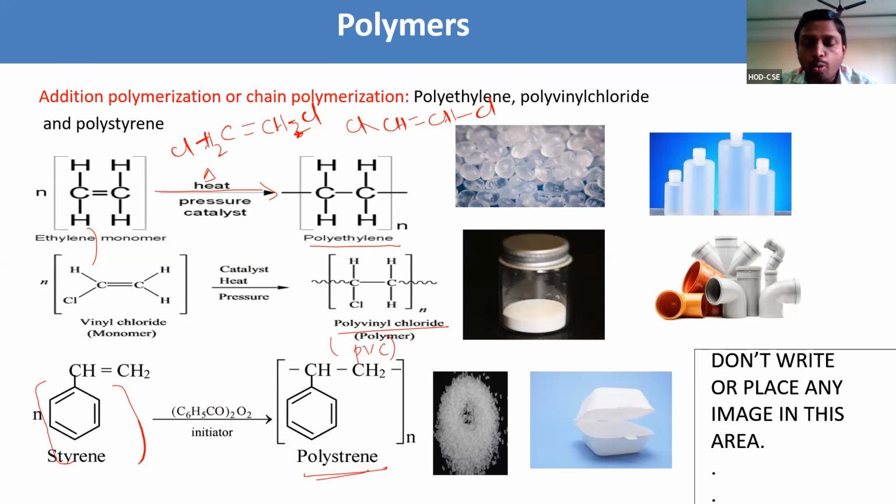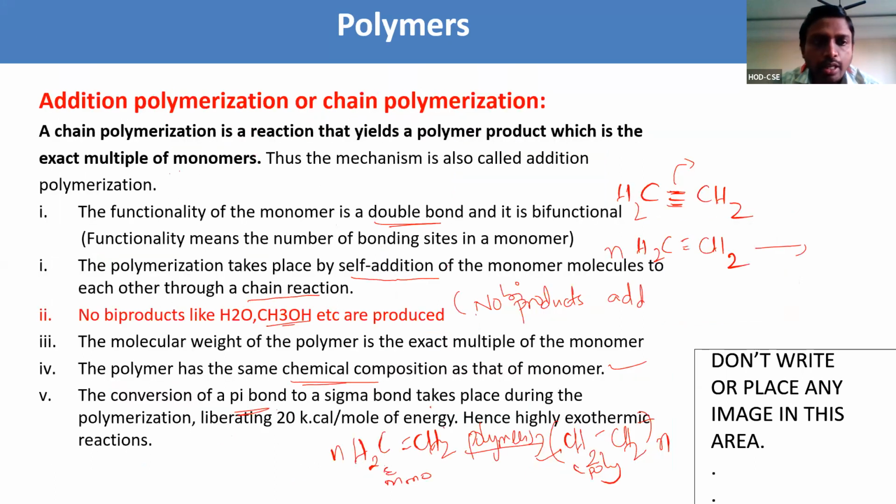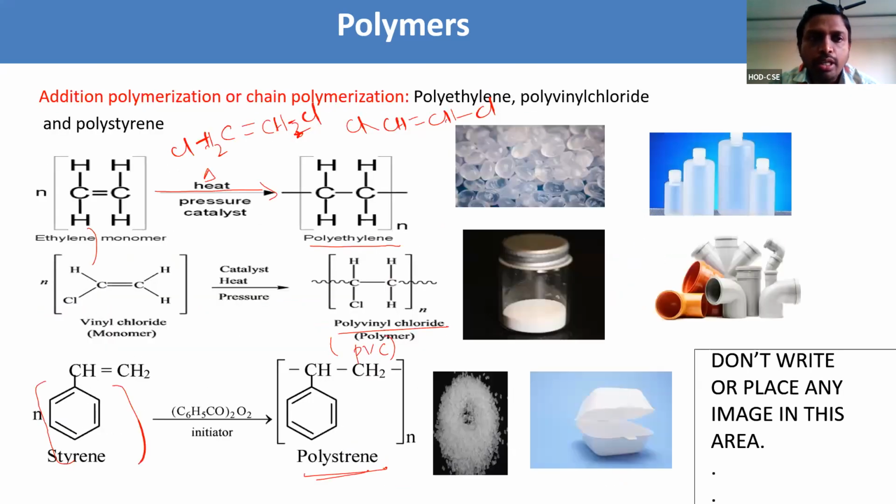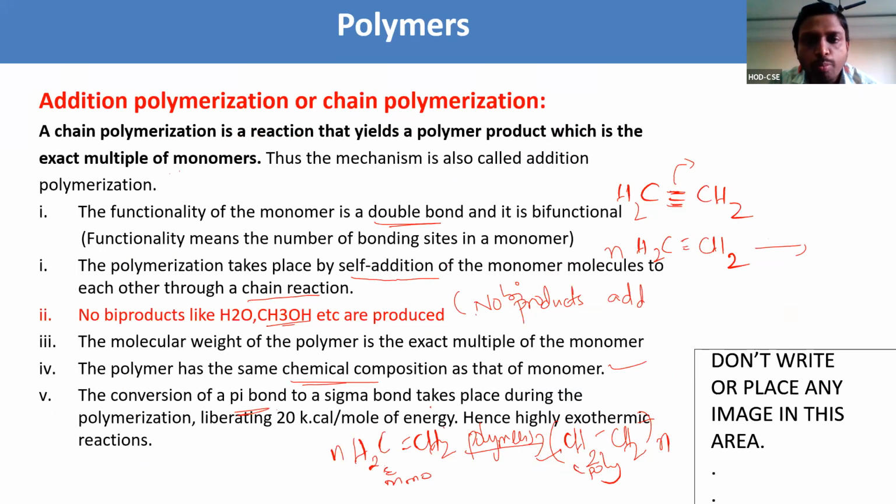Here there are no byproducts like H2O, CH3OH, etc. produced, and it takes place by self addition. Self addition is nothing but the ethylene itself undergoing addition to form polyethylene. There is no other compound involved in this. It is the self addition of monomer molecules to each other.